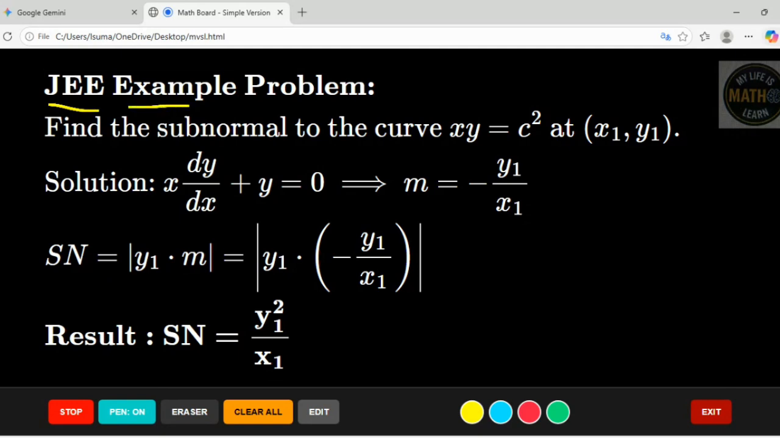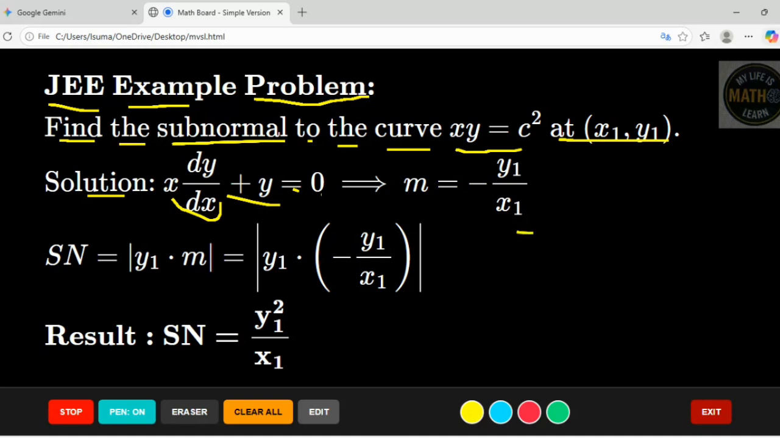Let's do the JEE problem. Find the subnormal of the curve xy is equal to c square at x1, y1. Differentiate both sides. After differentiation, x into dy by dx plus y into the differentiation of x, which is 1, is equal to 0. So the slope m is equal to minus y1 by x1, because m means dy by dx. Now SN is equal to the formula modulus of y1 into m. So y1 into minus y1 by x1 is equal to y1 square by x1 in magnitude.